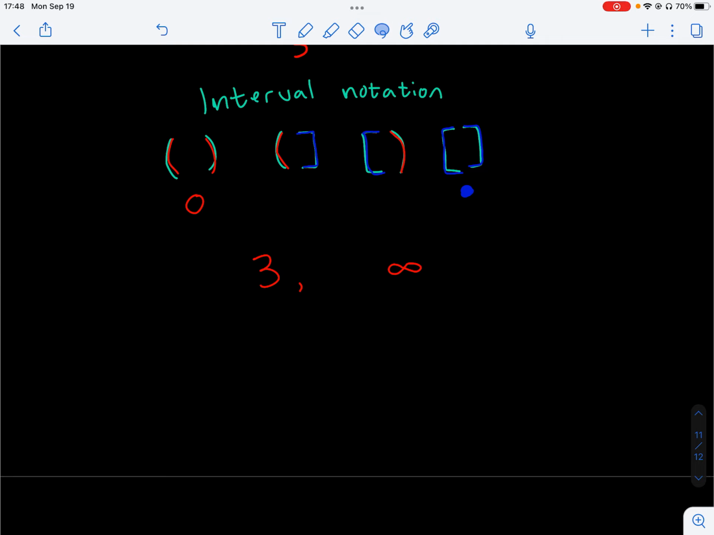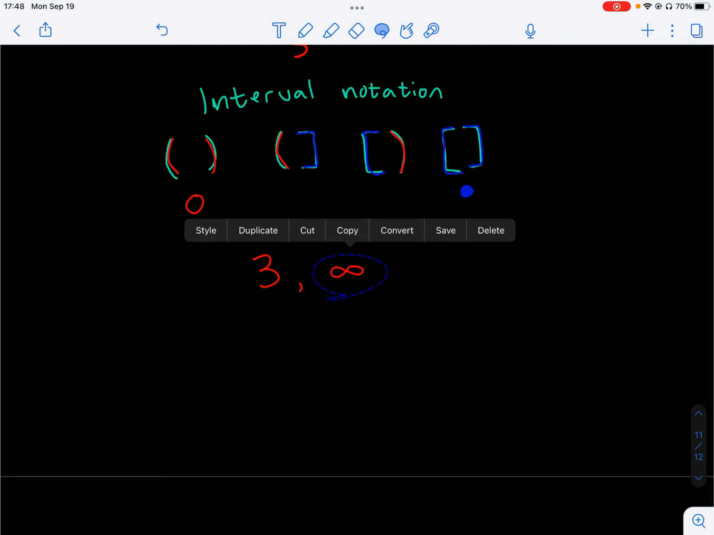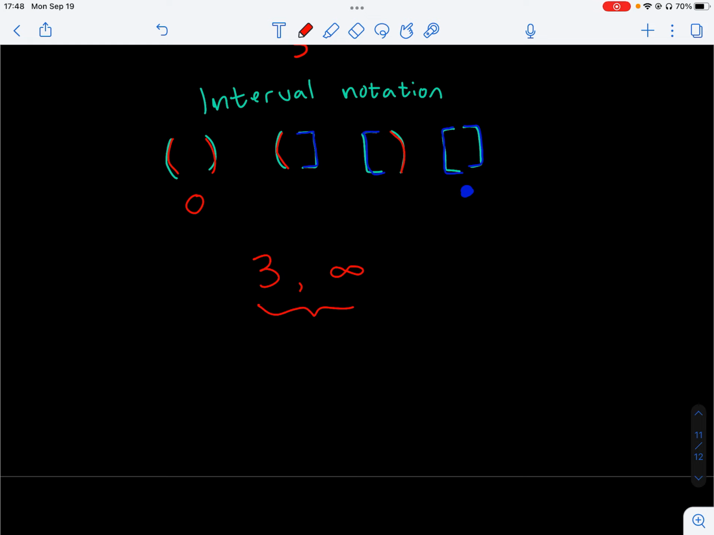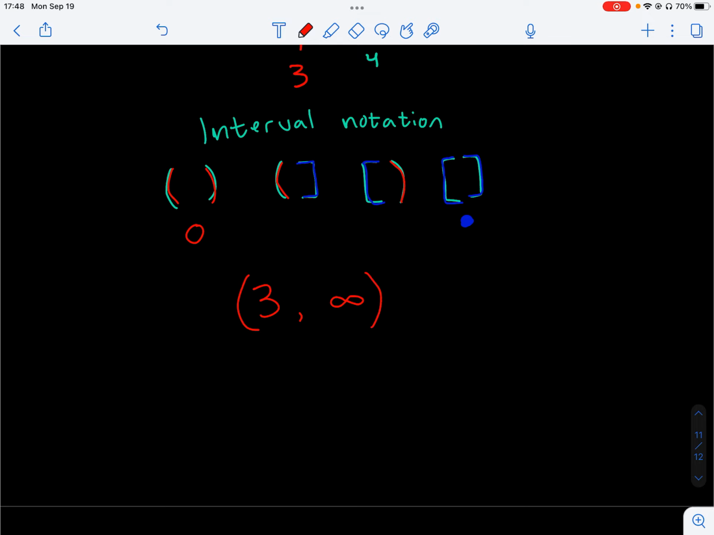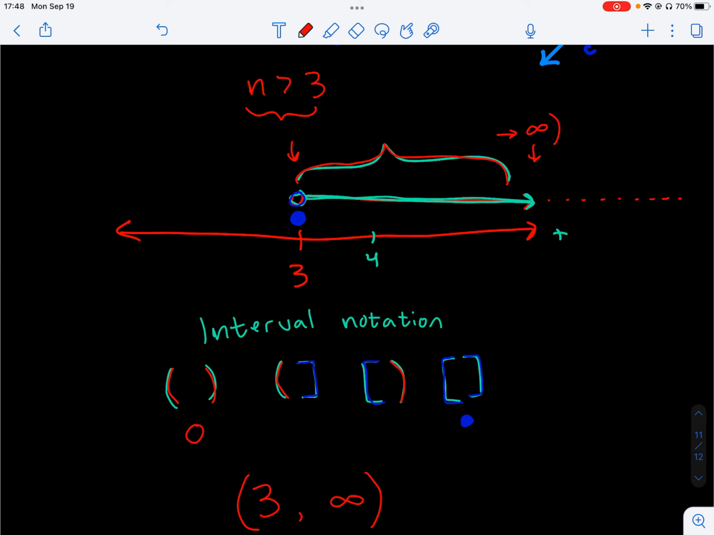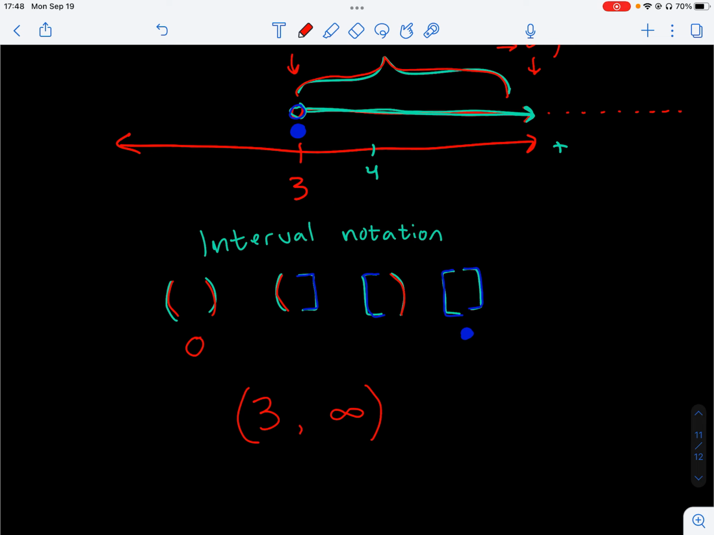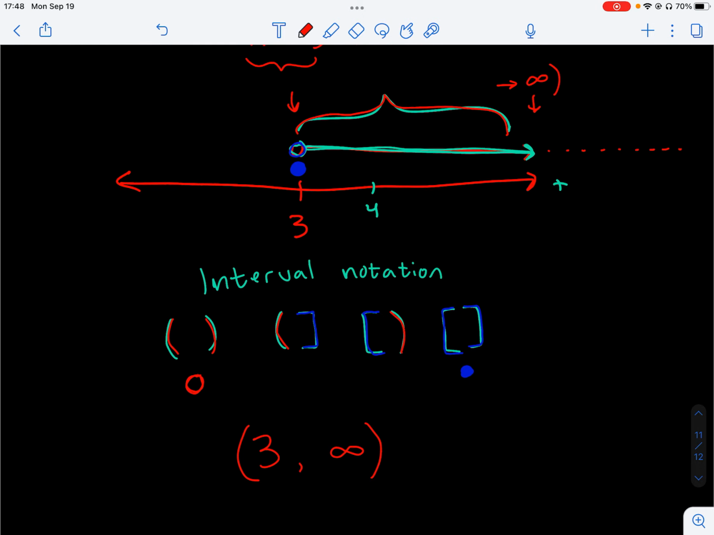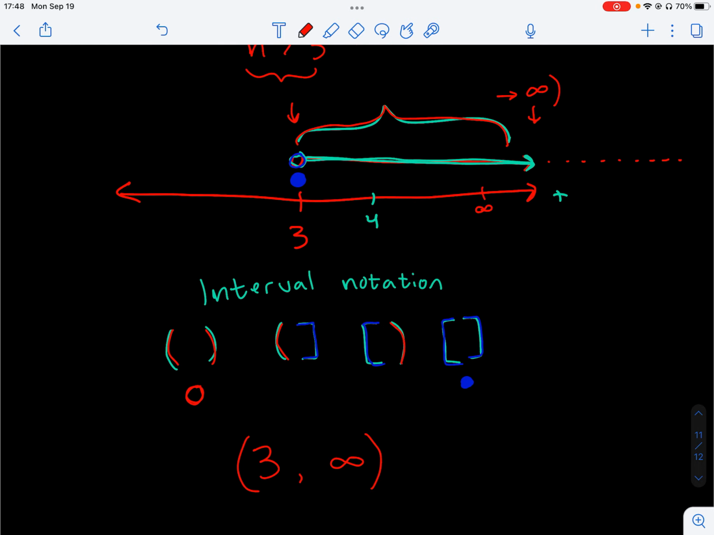And I'm just going to list off 3 and infinity in a little list, where the first entry is the left side, the second entry is the right side. And I'm going to close these off with parentheses because here we never touch infinity. So there's going to be like an open circle at infinity. If you think about it graphically, maybe if I were to put infinity here, you'd have an open circle between these two.